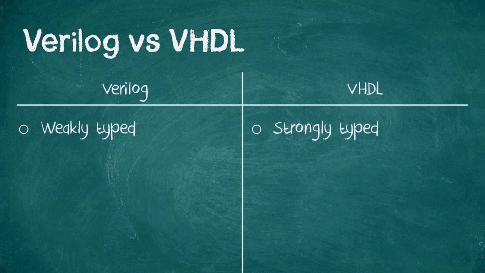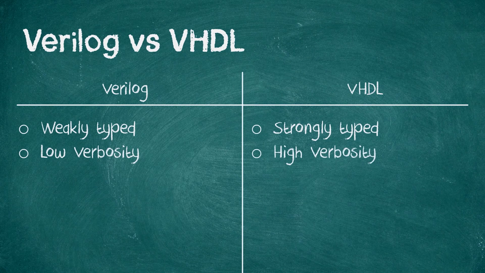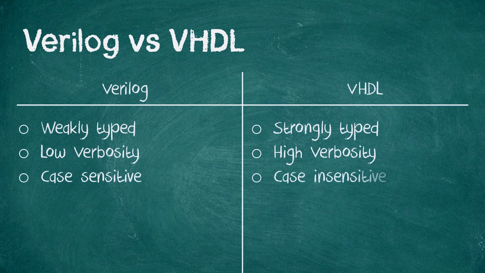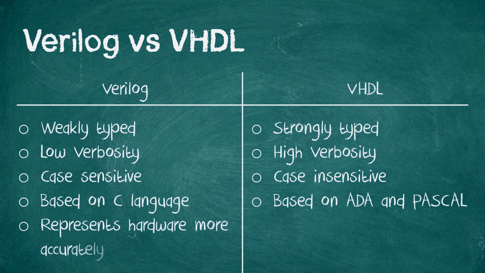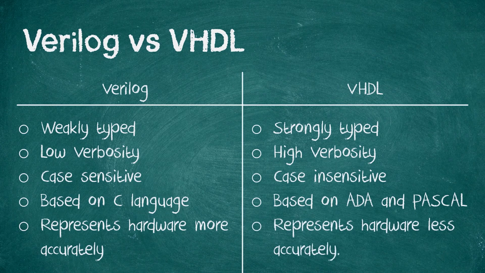Verilog is a weakly typed language while VHDL is a strongly typed language. Weakly typed basically means that the data type can be implicitly converted by the compiler if possible without throwing an error, whereas in a strongly typed language the compiler will throw an error in case of data type mismatch.